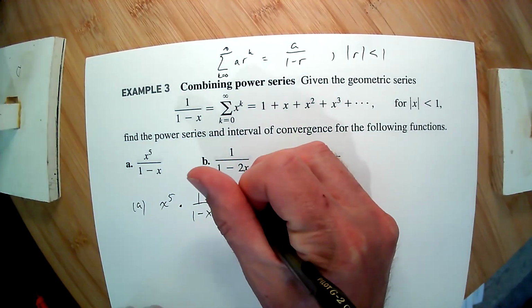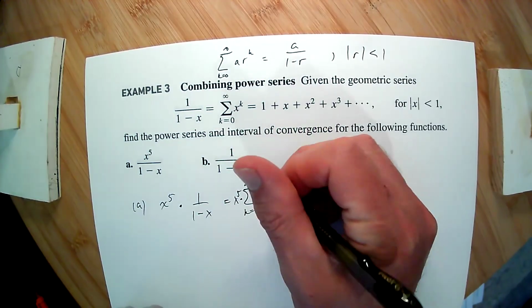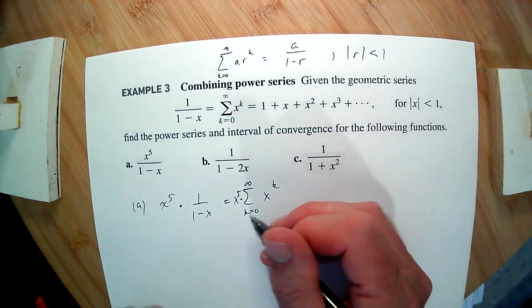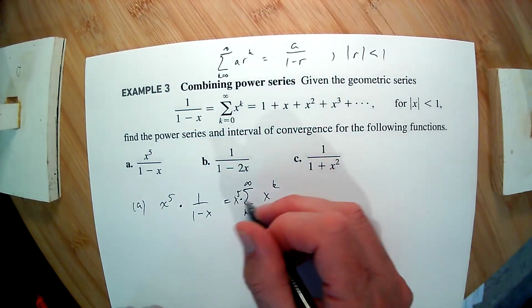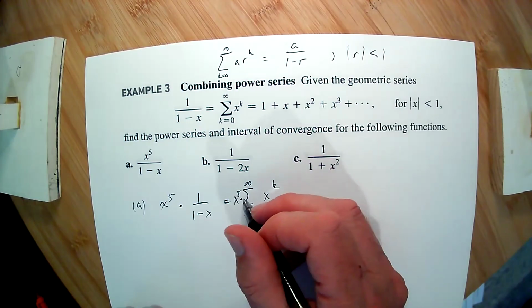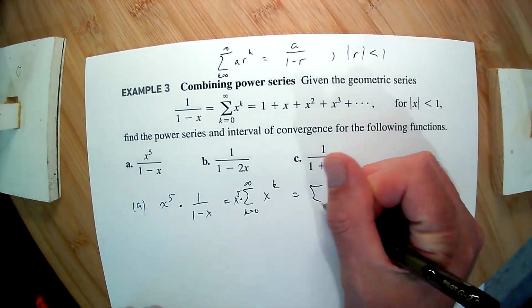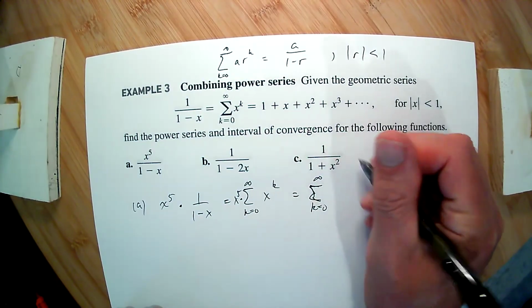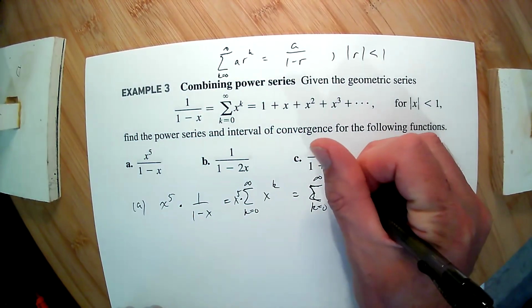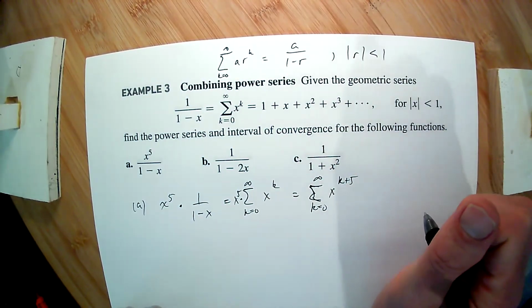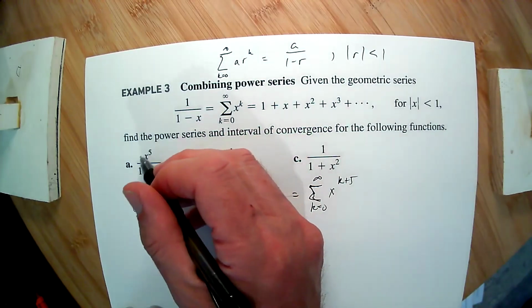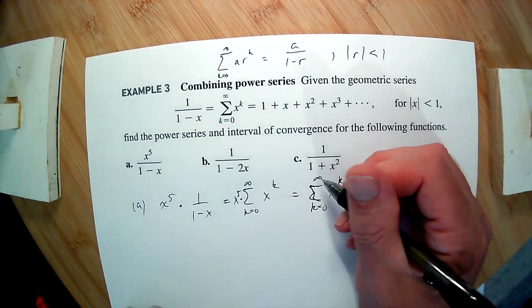So this is x to the fifth times the series, x to the kth power, right? And now what I can do is actually just multiply these two things together. And so I can rewrite this as the sum, k goes from 0 to infinity of x to the k plus 5, right? And this becomes the power series for this particular function.